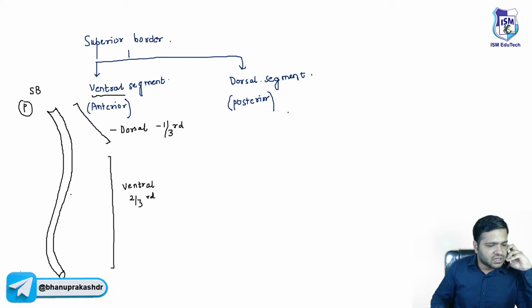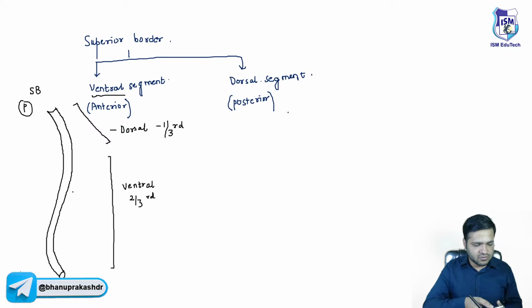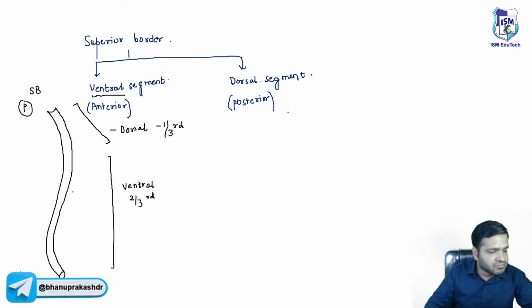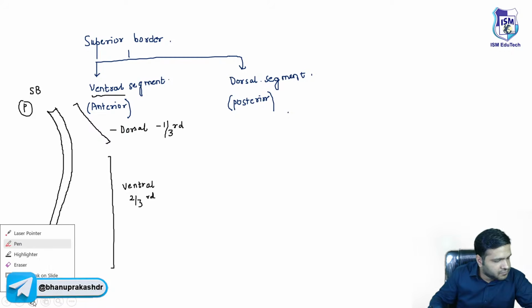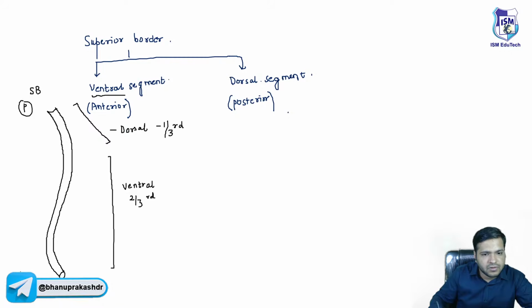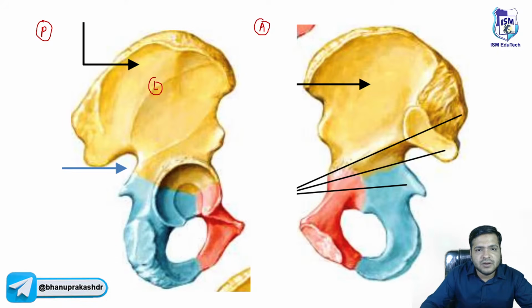Now students listen over here. Now just see over here, beta. This is the iliac crest. If you can see over here, very beautifully it is shown. This is the iliac crest or the superior border. Superior border को हम लोग क्या बोलते हैं? Iliac crest बोलते हैं. This is the superior border or the iliac crest, right?